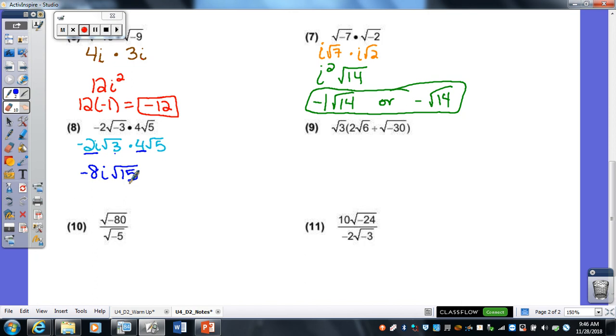Now I have I to the first, so I don't need to simplify that. That's already as simplified as it's going to get. And then we have a 15 under the radical, so there's no perfect square that goes into that. So that is our final answer there.